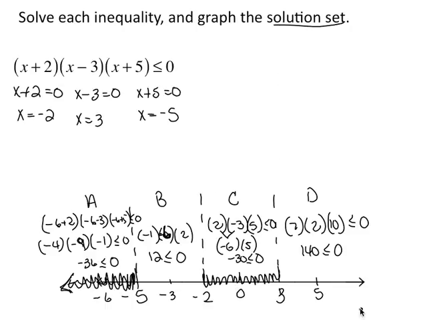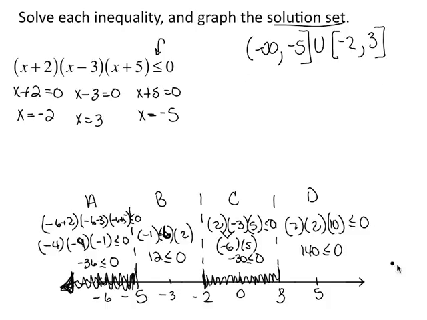To write that using interval notation, remember this means it goes to negative infinity. So negative infinity, and then I'm going to end up at negative 5. And because I have a less than or equal symbol, that means my endpoint is included. So I'm going to put a bracket and then union. And then I start at this point right here, which is negative 2. I use a bracket, so negative 2, comma, and then I end up at this point, which is 3, and that endpoint is included, so I use another bracket. So this would be my solution set written in interval notation.